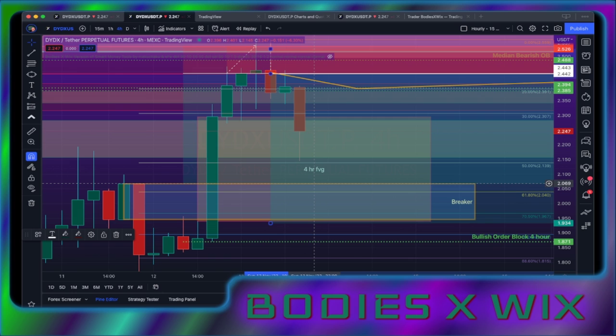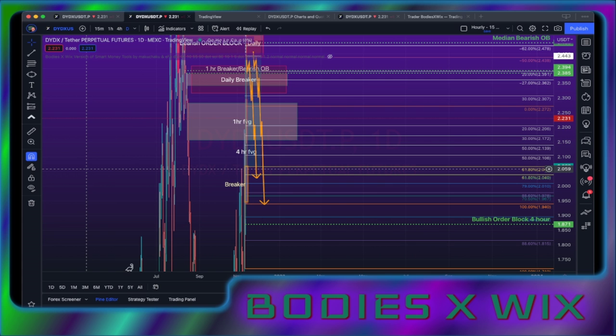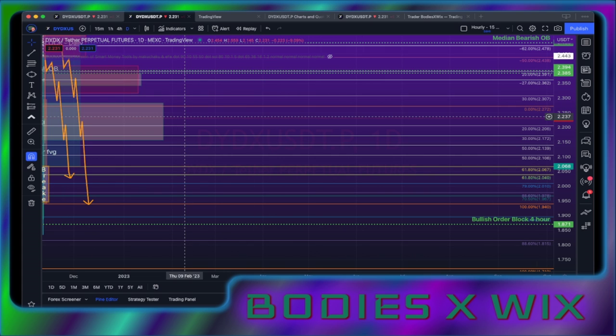That could be a daily, actually. Hold on, let me look. I don't know what I did wrong here. Yeah, that's a daily fair value gap. Let me fix that for a second, because that is completely wrong. Okay, so that's a daily fair value gap.